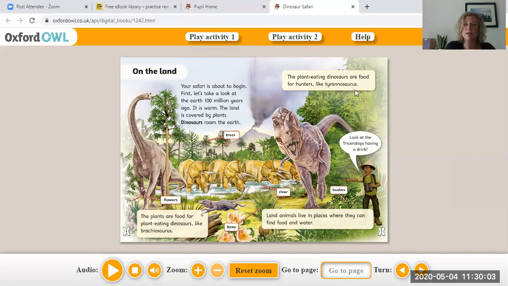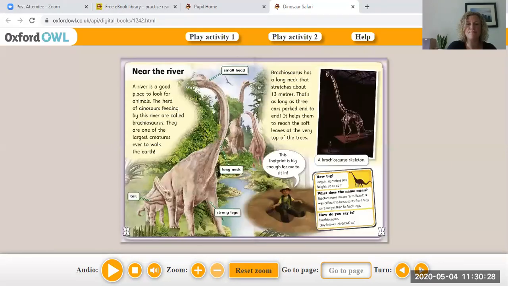The plant-eating dinosaurs are food for hunters like Tyrannosaurus. Look at the Triceratops having a drink. Land animals live in places where they can find food and water. So the plant-eating dinosaurs are food for hunters like Tyrannosaurus. And what that means is if they are food for the hunters, it means that they're likely to get eaten by a dinosaur like the Tyrannosaurus.